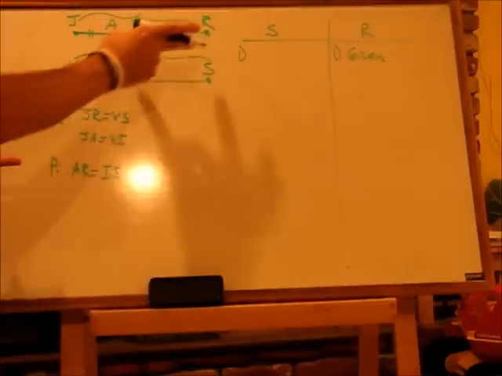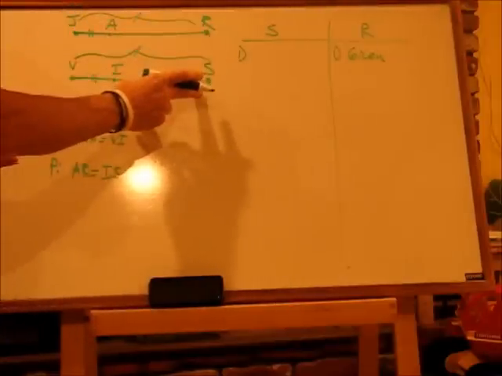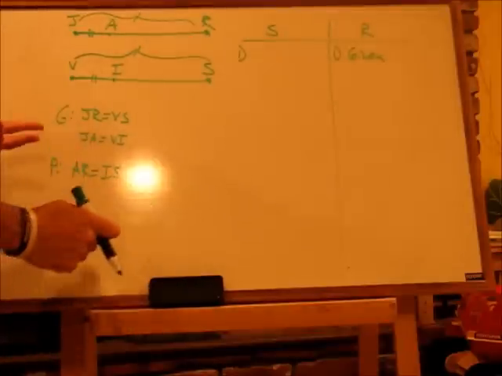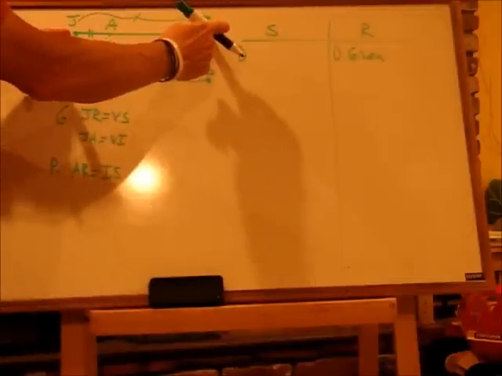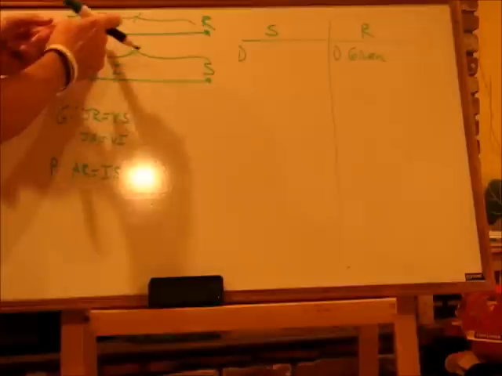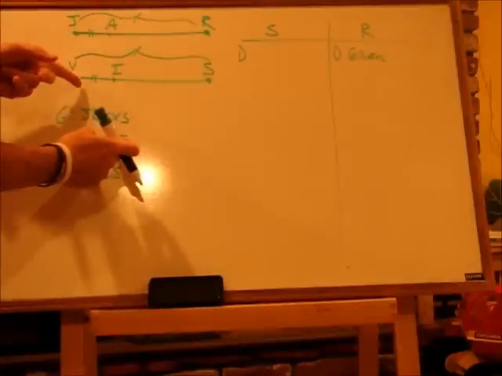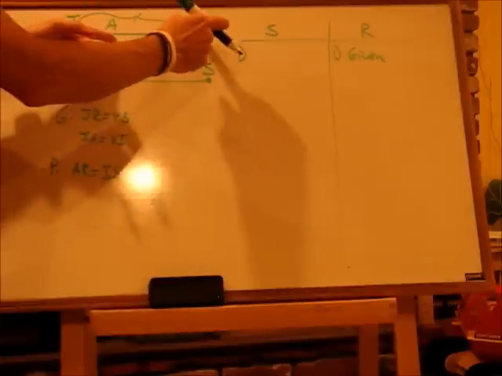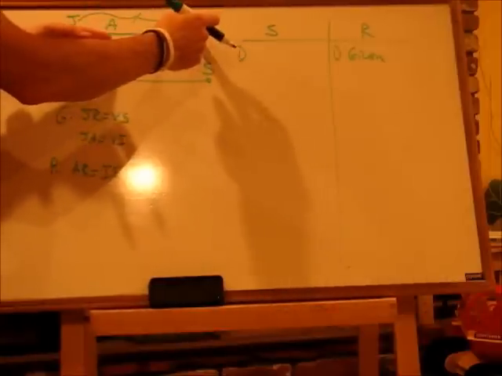Can we now prove or show that segment AR and segment IS have to have the same measurement? And again, randomly just pick some numbers. If this whole segment had a length of 10, this whole segment would have to have a length of 10, since they're equal. If JA had a length of 2, VI would have to have a length of 2. If this whole thing's 10 and this is 2, then this piece would have a length of 8.